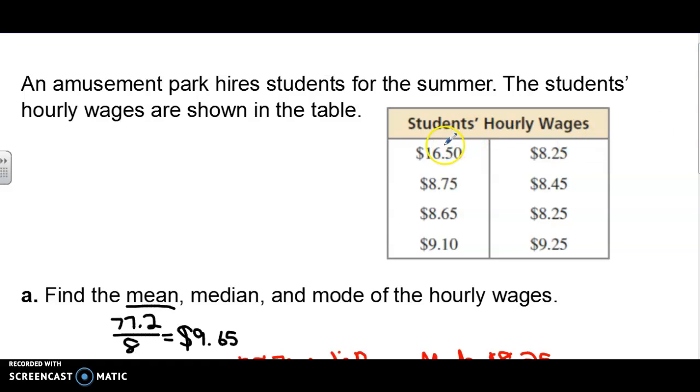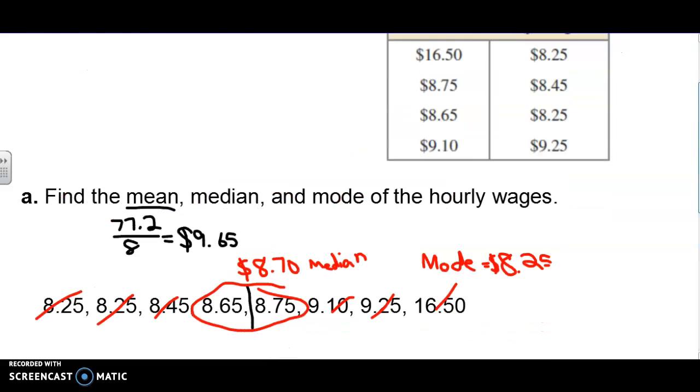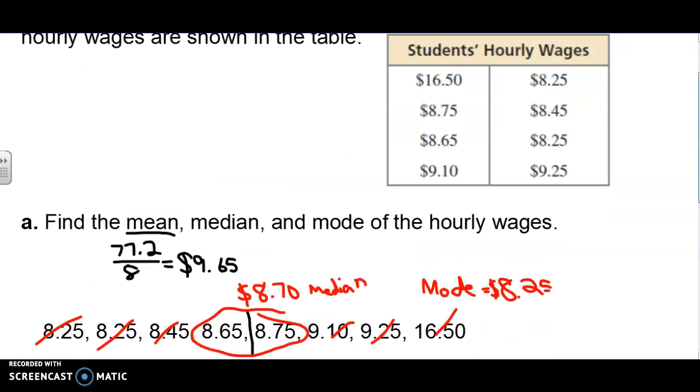There's an outlier of $16.50 because all of these numbers are really close together, and $16.50 is pretty far apart from them. It's not a gradual increase, it just jumps from $9.25 all the way to $16.50, where the numbers in between there are only $1.50 away, and now this one's $7.25 away. That's a lot farther. So there is an outlier, and that outlier is $16.50.